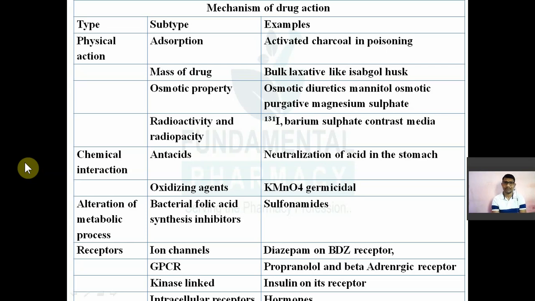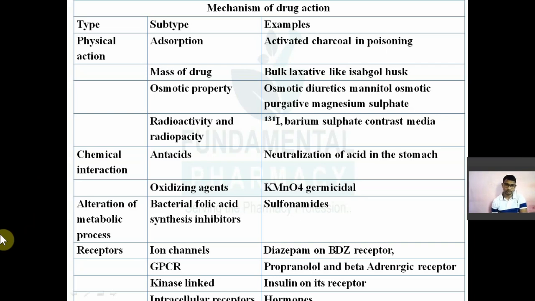For example, sulfonamides, then trimethoprim and all that. For example, methotrexate is also there. So all these drugs are inhibiting the bacterial folic acid synthesis. Sulfonamides, then methotrexate, trimethoprim. So these are the folic acid antagonists. So they will inhibit the synthesis of folic acid in the bacteria. So they are altering the metabolic processes of the bacteria. So they are acting by altering the metabolic process of the cell.